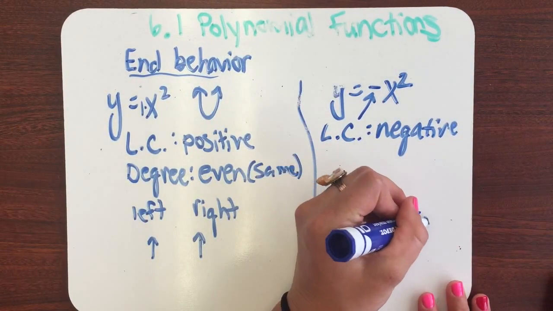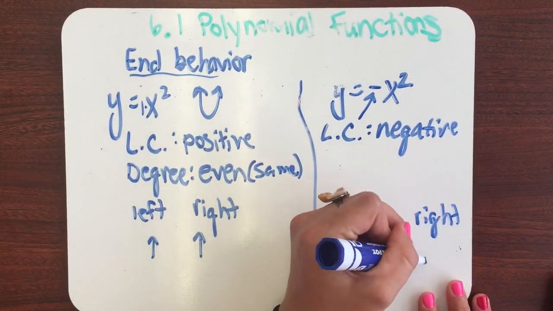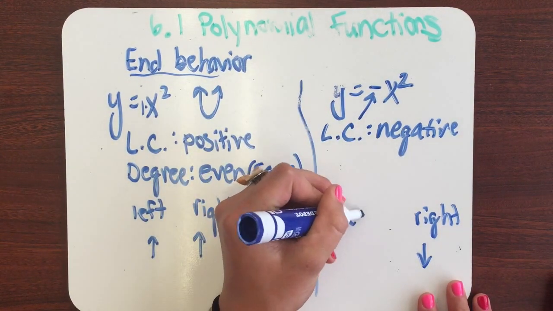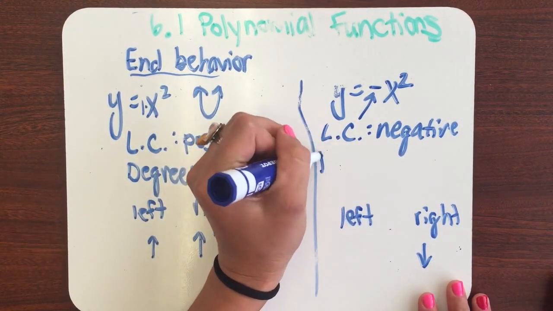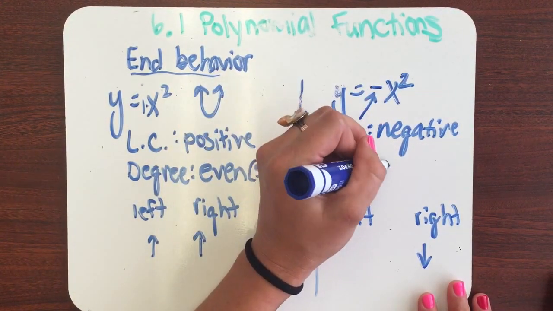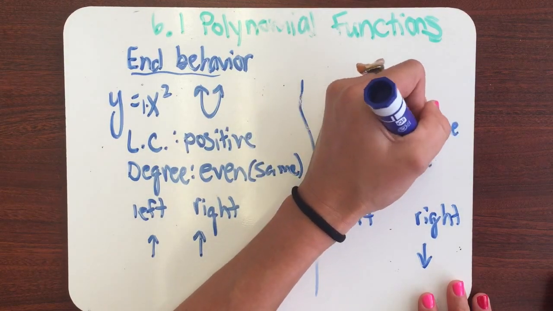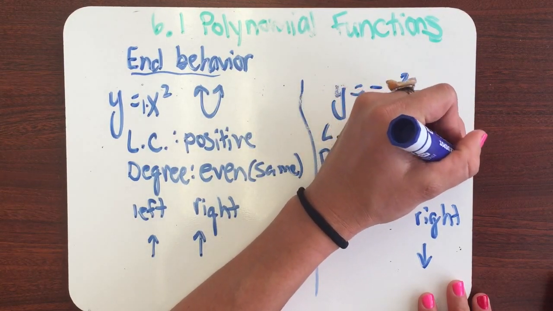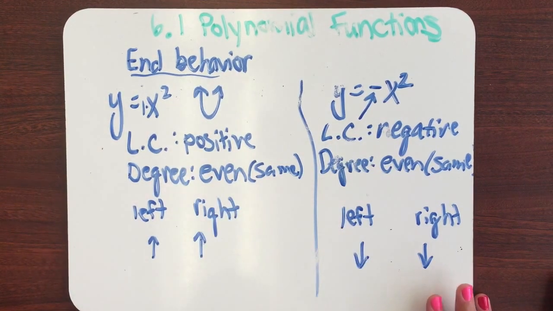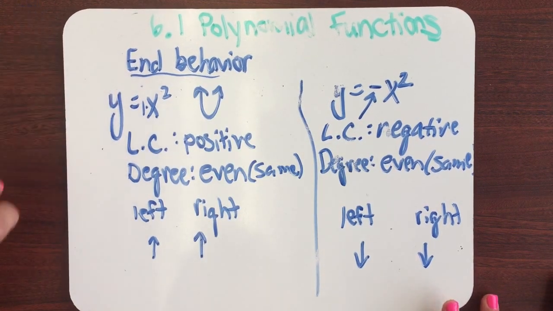So the right side will automatically go down when the leading coefficient is negative. And then we look at the degree, and the degree here is a 2, which is even. When it's even, it's the same, so the left side also goes down. So that's how you find the end behavior of polynomials.